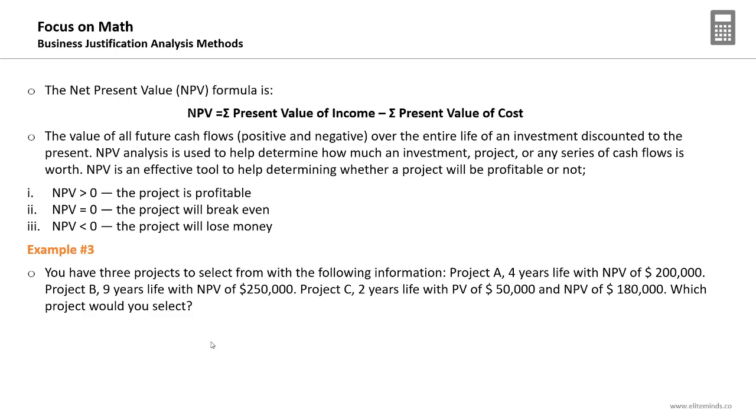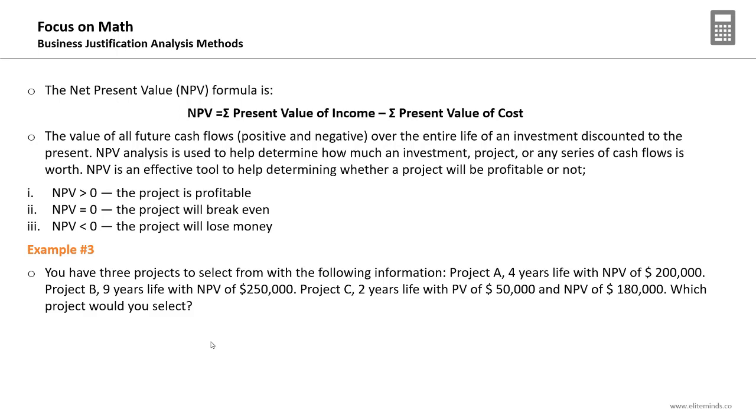Another example, you have 3 projects to select from with the following information. Project A, 4 years life with net present value of $200,000. Project B of 9 years life with a net present value of $250,000. Project C with 2 years life and a present value of $50,000 and a net present value of $180,000. Which project would you select?